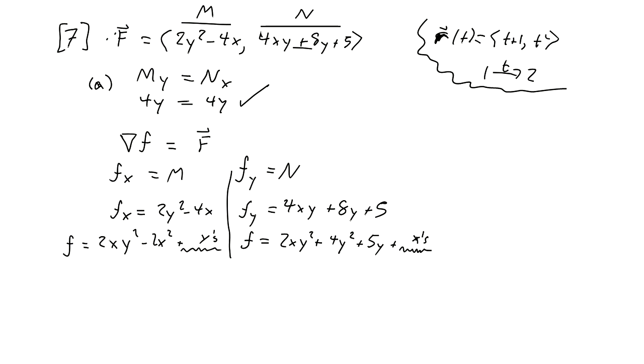So let's see what must be in our potential function f of x and y. I've got to have a 2xy squared. So that takes care of those. I have to have a negative 2x squared. So that takes care of this one. I have to have a 4y squared. And I also have to have a 5y.